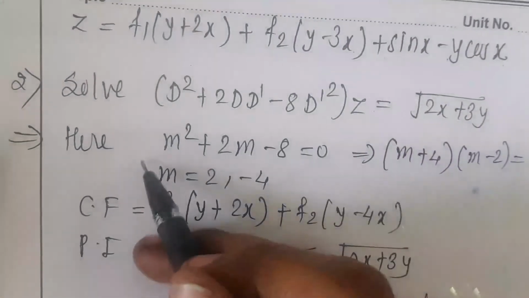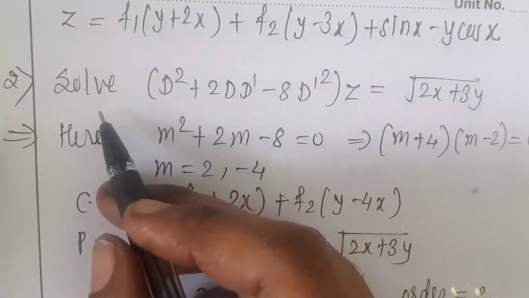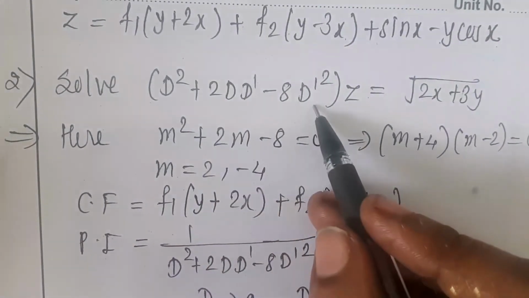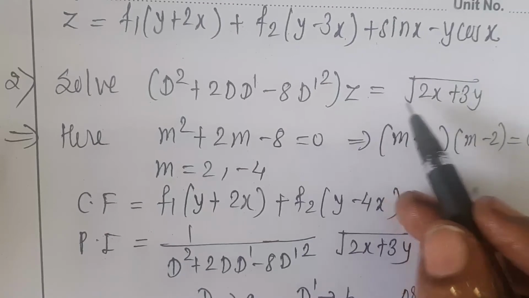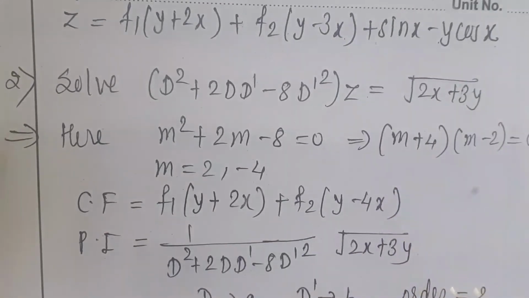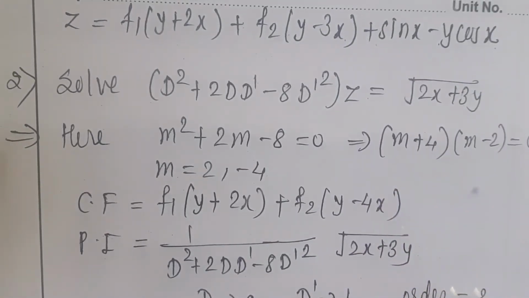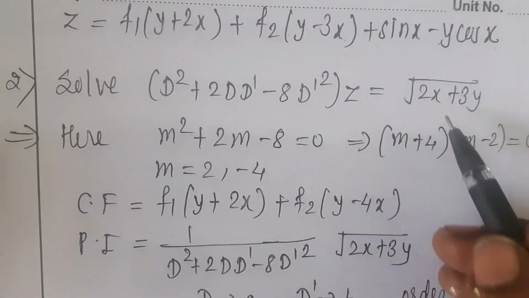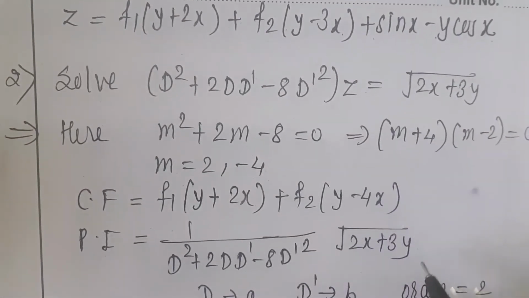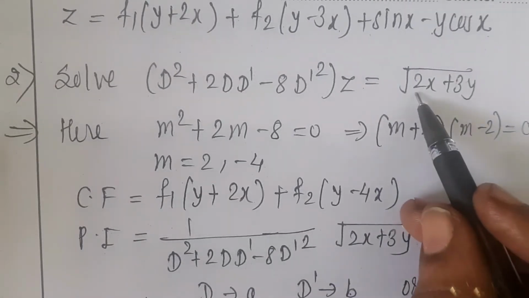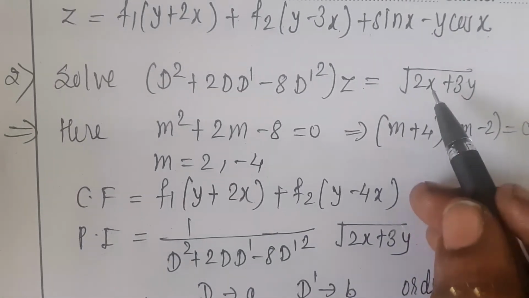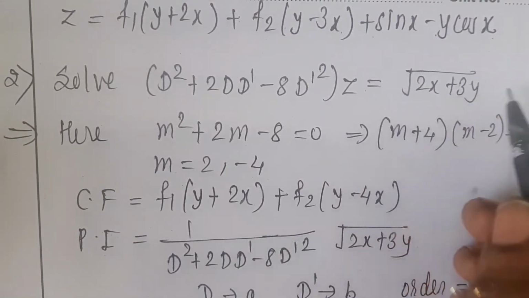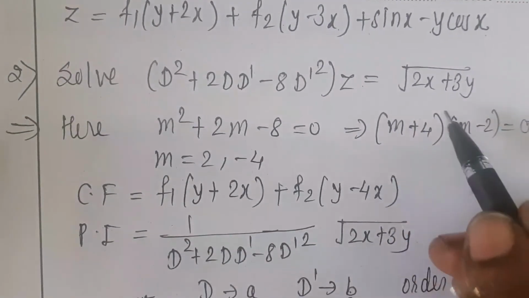Next, the second question, which is on the last case, that is solve D square plus 2DD' minus 8D' square into z is equal to root of 2x plus 3y. Now here you can use the polynomial case also, but by using the general method or that integration method, it becomes easy. Whenever there is x plus y or x plus 2y whole square or x plus 3y whole square, then at that time this method becomes easy.